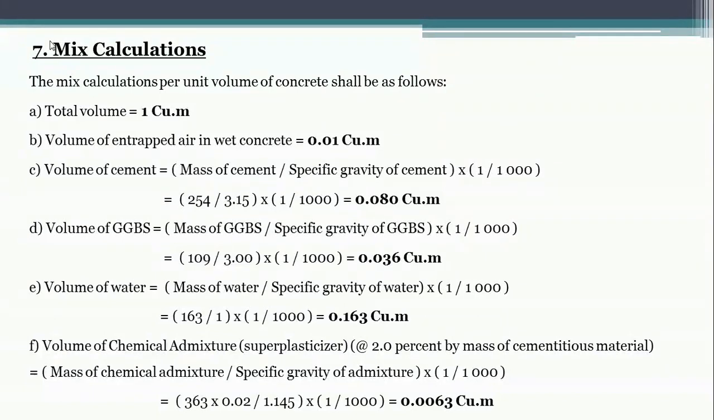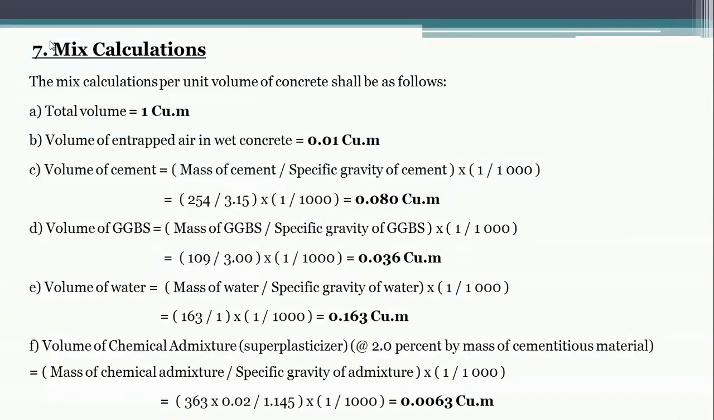Next, volume of cement. The formula will be available in the code, you can refer to that. Volume of cement is equal to mass of cement by specific gravity of cement into 1 by 1000. Mass of cement, now it is not 363, it is 254, by deducting the mass of GGBS in the total cement content. So 254 is the mass of cement, divided by 3.15 into 1 by 1000, you will get 0.080 cubic meter. So don't take 363 as the mass of cement. If there is no mineral admixture, then mass of cement is 363 only. If there is mineral admixture, then you have to deduct the mass of the mineral admixture, and that will be the mass of the cement.